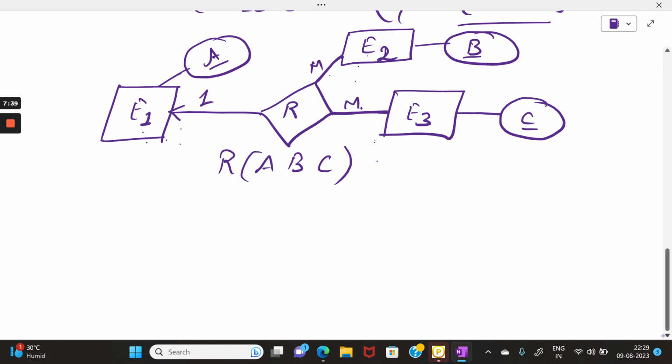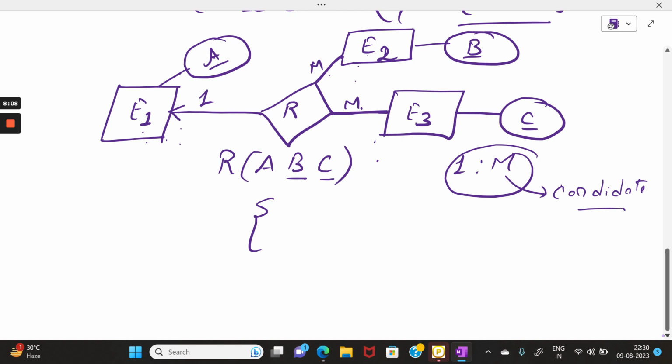So there will be repetition of A1 here, okay? But there won't be repetition of B1 or B2. Like B1 will be 1, B2 will be 1, okay? In short, it is a 1 to M mapping. And when it is a 1 to M mapping, then definitely the many part key, candidate key, will be treated as the candidate key for the relationship. So either B or C will be the candidate key, right?